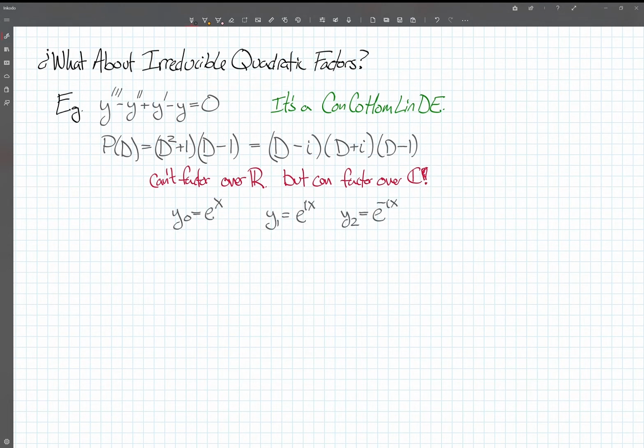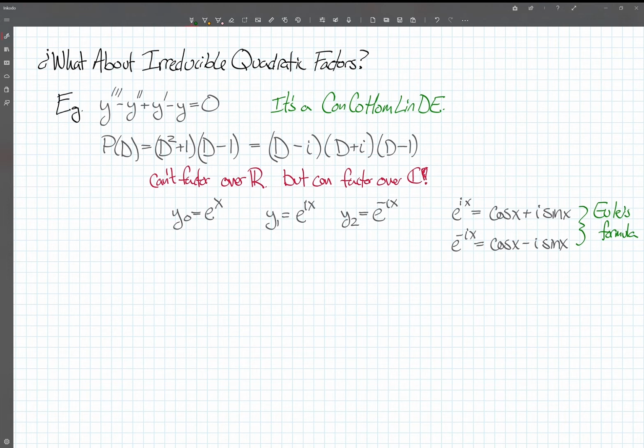So e to the x comes from the root 1, and then you've got the root i and the root minus i. Each of them gives you e to the ix and e to the minus ix, respectively. Great. Well, except, what does that mean? e to the ix, what is that? So we're going to use what's called Euler's formula, which, if you haven't seen it before, is really just a definition of what we mean by e to the ix. All right, so e to the ix is cosine x plus i sine x, and if you put a minus sign, you get cosine x minus i sine x.